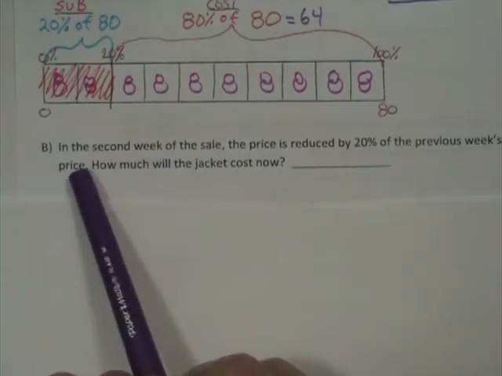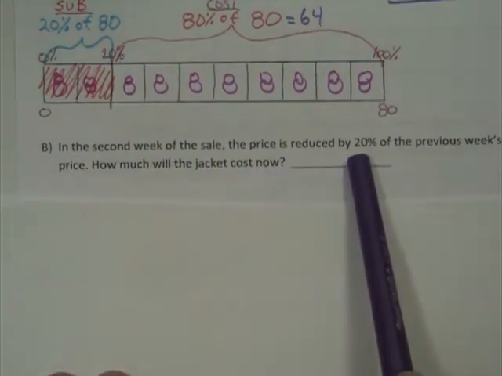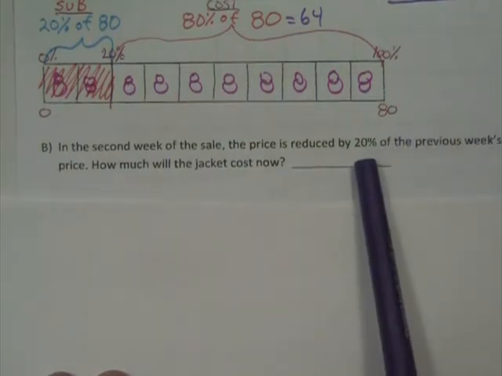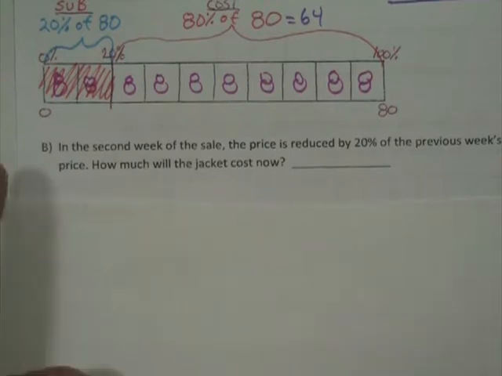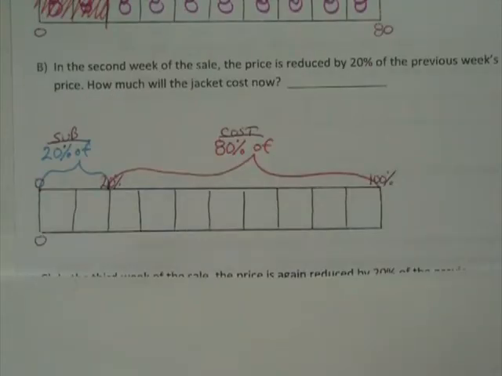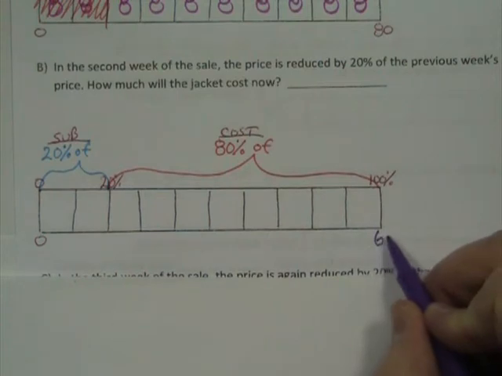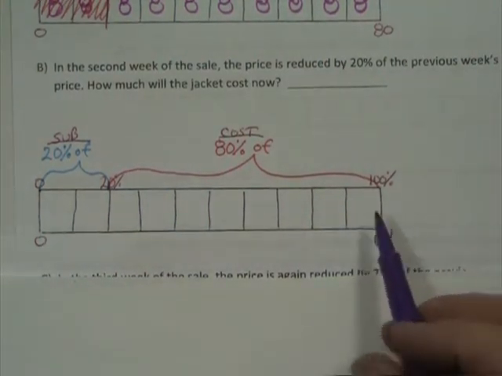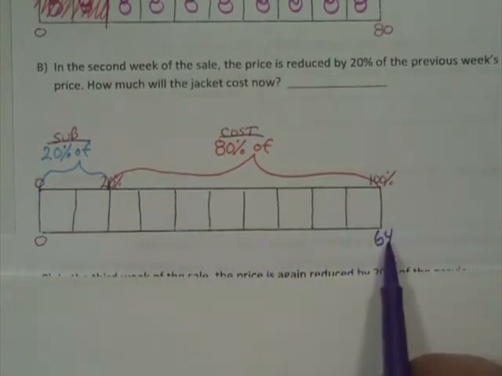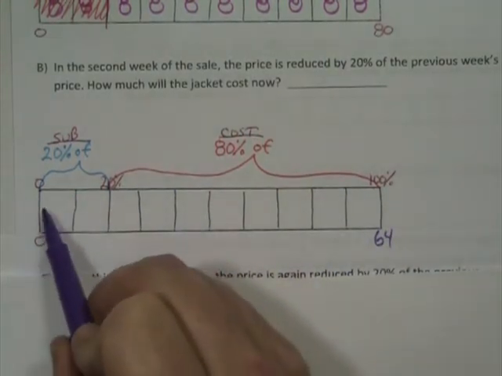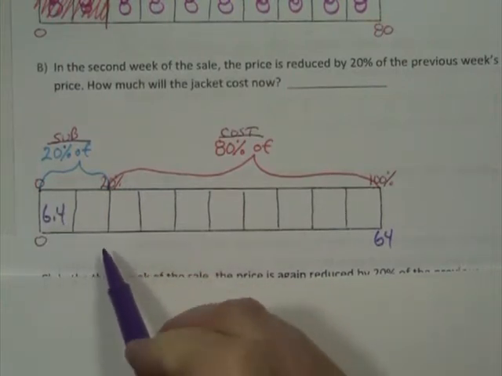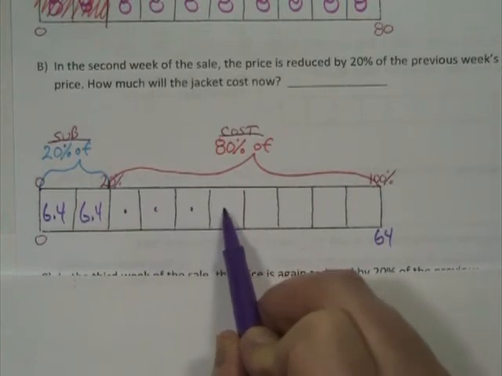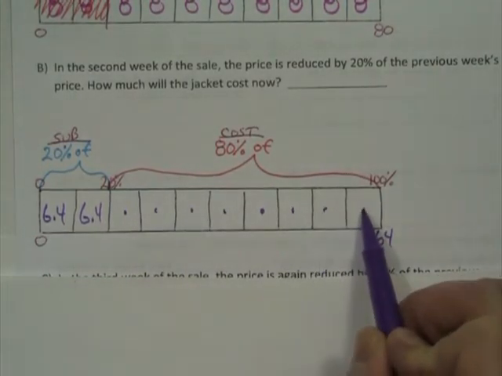Now, as I said in class, it's the next week of the sale, and the price is reduced another 20% of the previous week's sale. How much will a jacket cost? Okay, well, last week it was $64. That's what we got for our answer. So what we're trying to do is find out what 80% of 64 is. That means in each box here, it's 6.4. And it just continues, so I'm just going to put a dot right here just to save us some time.